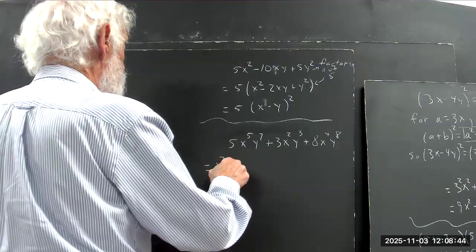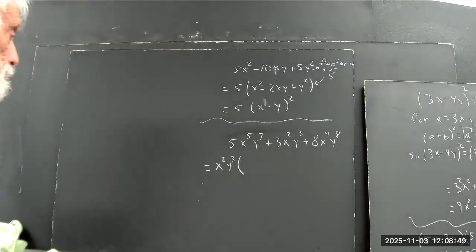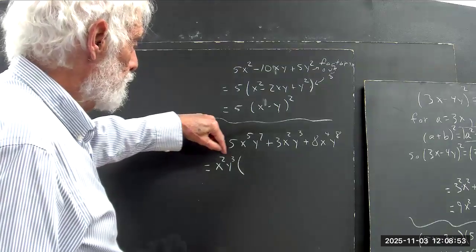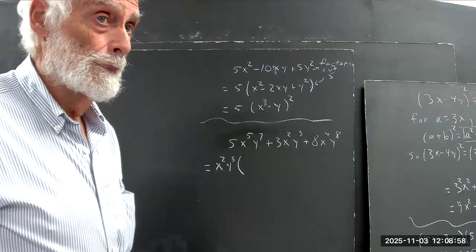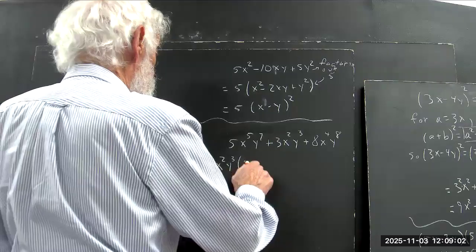So what we can write out is x squared y cubed. Now, what would we have to multiply by x squared y cubed in order to get 5x to the 5th y to the 7th? Well, we're going to need a 5 because we don't have 5 here.